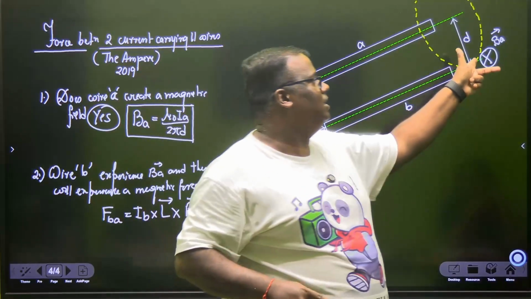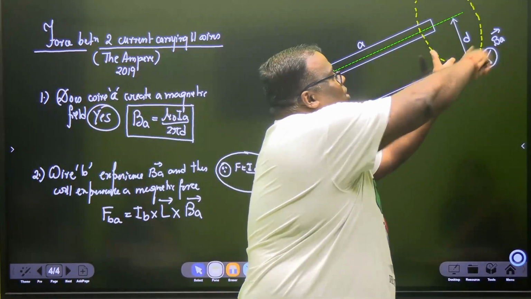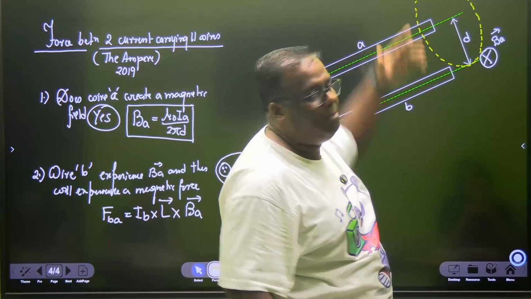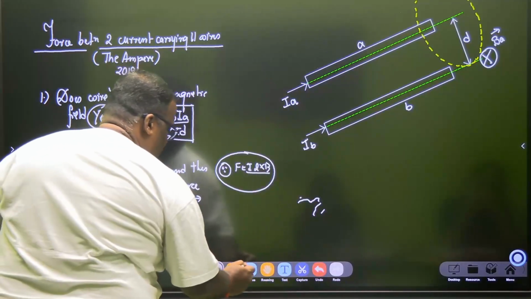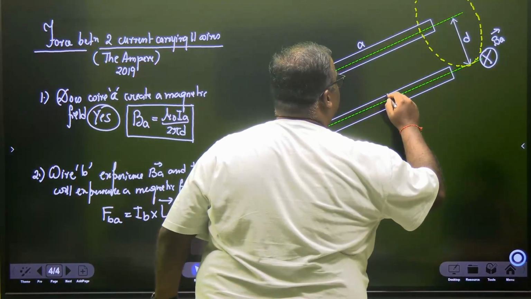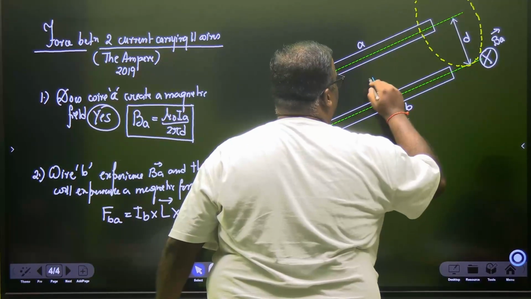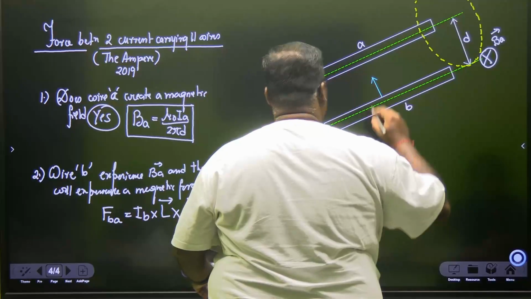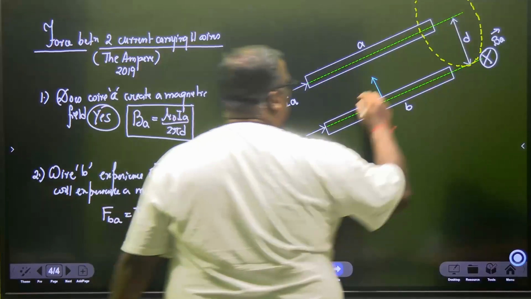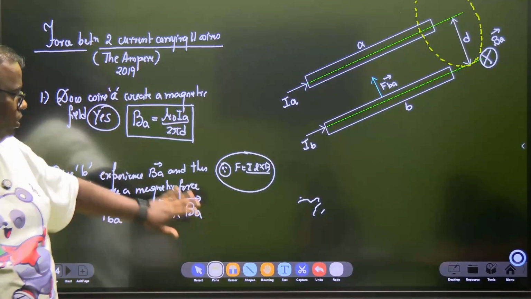B is going inside. I is going in this direction. Where is my thumb pointing? Upwards. So that means if this wire is up, my B wire will be facing a pull now, and the pull is along this side. This is the pull. So this is my FBA. I'll go to the derivation later.